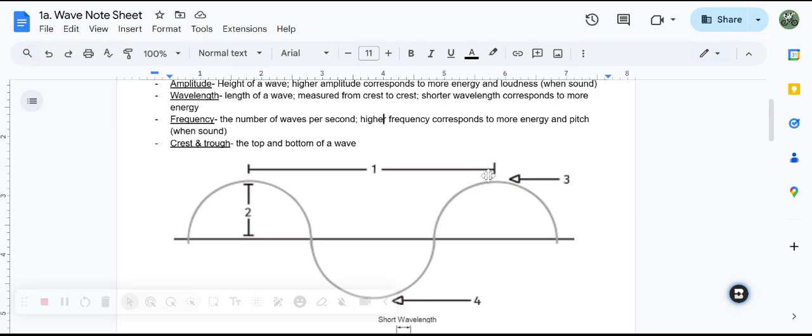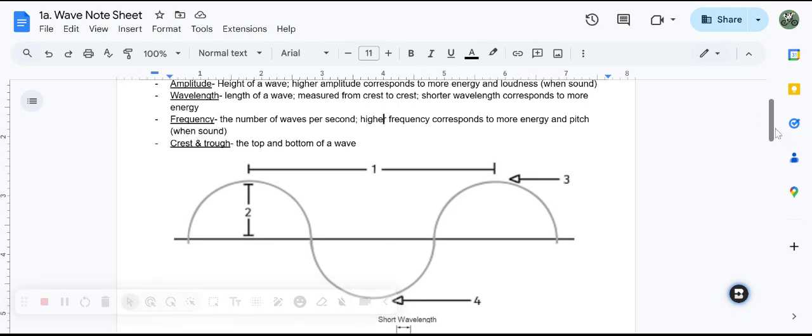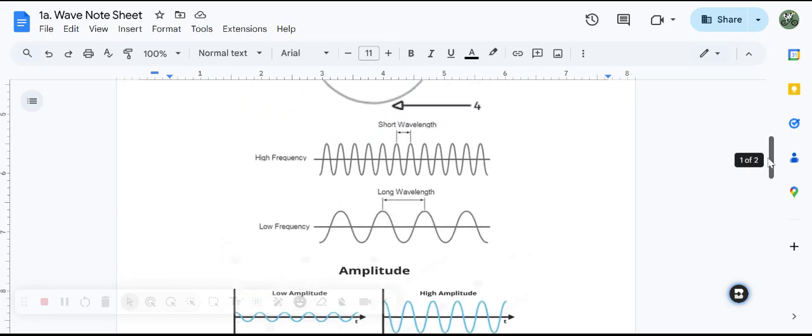The crest is the top of a wave, and the trough is down here at the bottom of the wave, number 4. So some examples here. If we look at something with short wavelengths versus long wavelengths, in this one here, we see that there are short wavelengths. If we were going to count, this straight line is the same distance, the same length as this straight line. And we see that there are 1, 2, 3, 4, 5, 6, 7, 8, 9, 10, 11, 12 waves in whatever distance that is. Here we only have 1, 2, 3, 4.